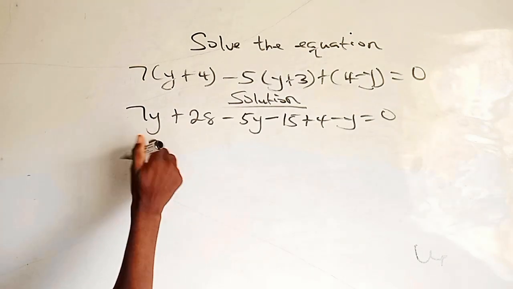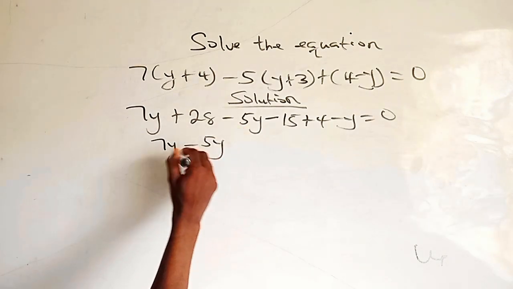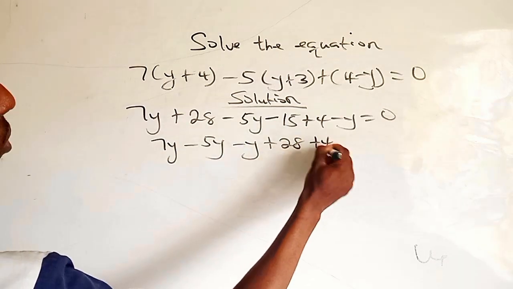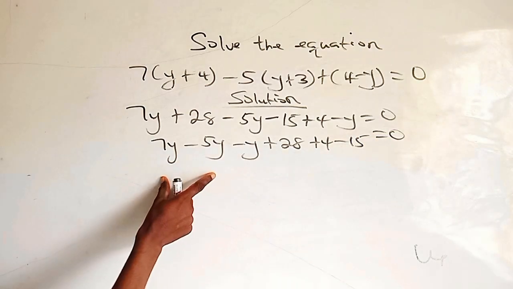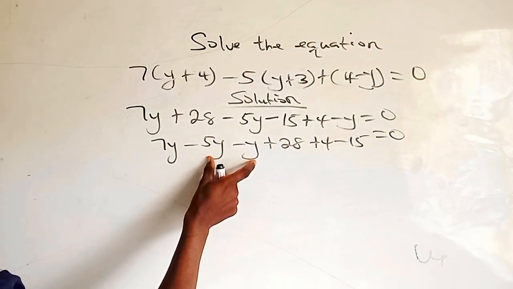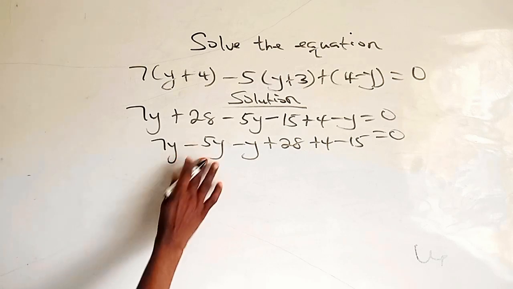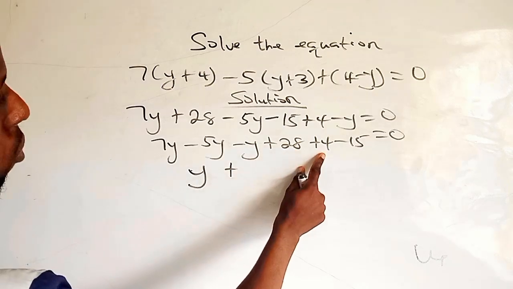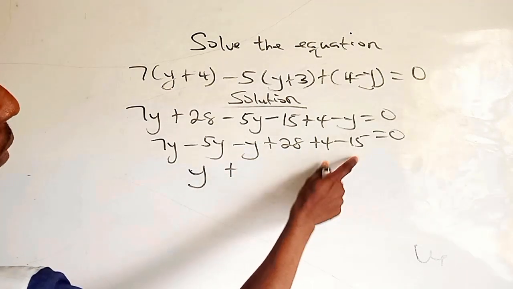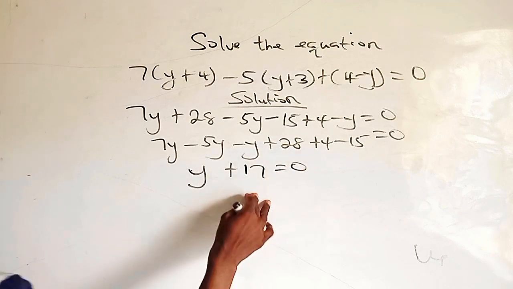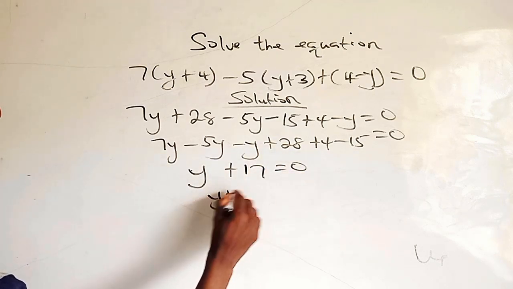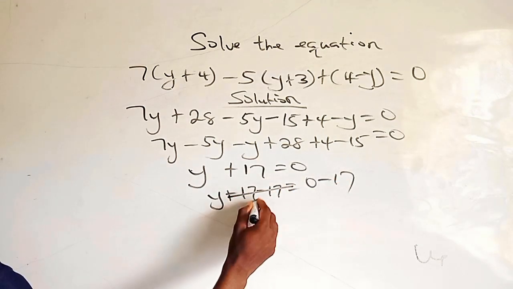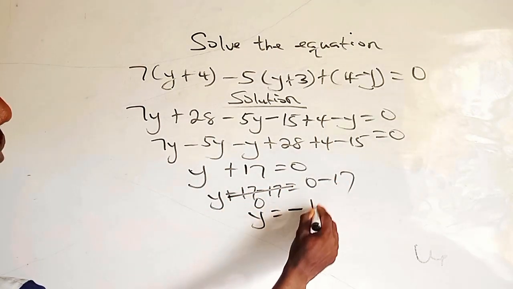So we collect the like terms here. We have 7y minus 5y minus y, plus 28 plus 4 minus 15 equals 0. So here we have minus 5y minus y, that is minus 6y. 7y minus 6y gives us y, plus 28 plus 4, we have 32. 32 minus 15, we have 17, equals 0. So we subtract 17 from both sides, we have y plus 17 minus 17 equals minus 17. So this one gives 0. So we have y equals minus 17.